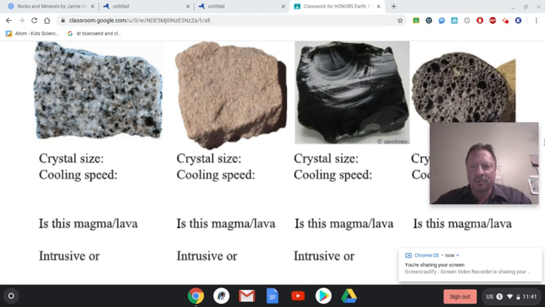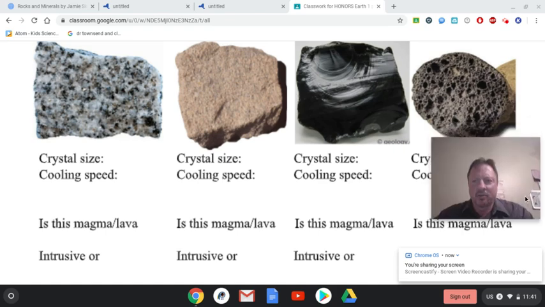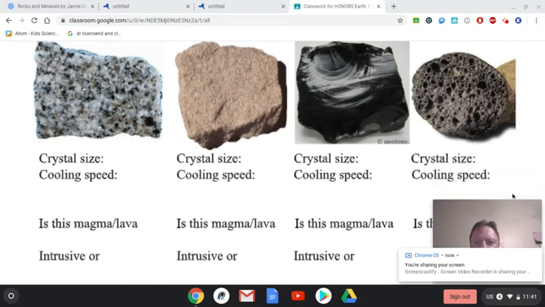Okay, finally got the notes back up. All right, so this is where we left off, and we were looking at this, and we could see these big chunks of color. These were all crystals. Big chunk of black crystal, white crystal, pink crystal, gray crystal, large crystals, slow speed.